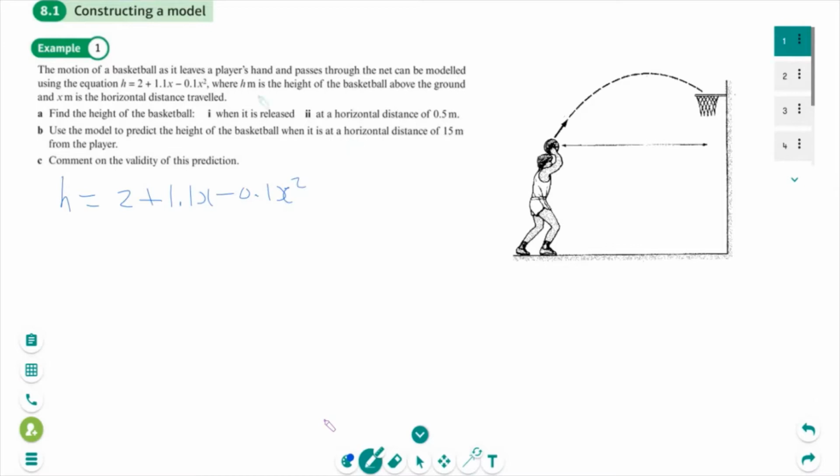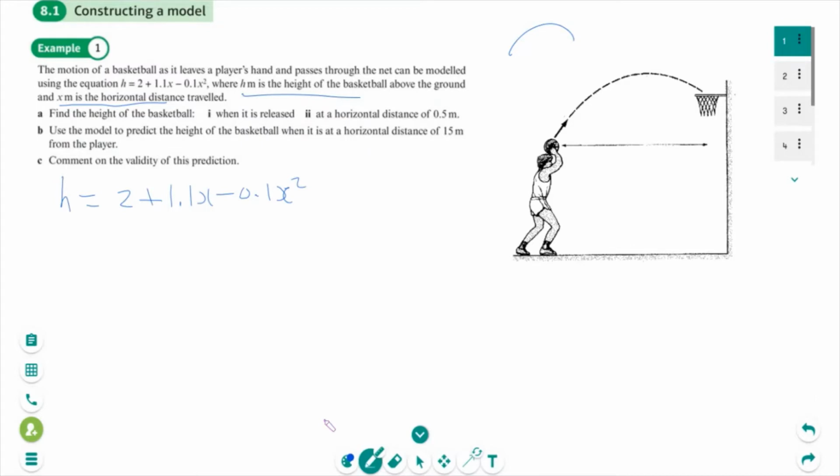h is the height of the ball above the ground. x is the horizontal distance traveled. So it's a negative quadratic, which is the shape of the motion. It's a negative quadratic, going like that. So that seems to be a sensible model.